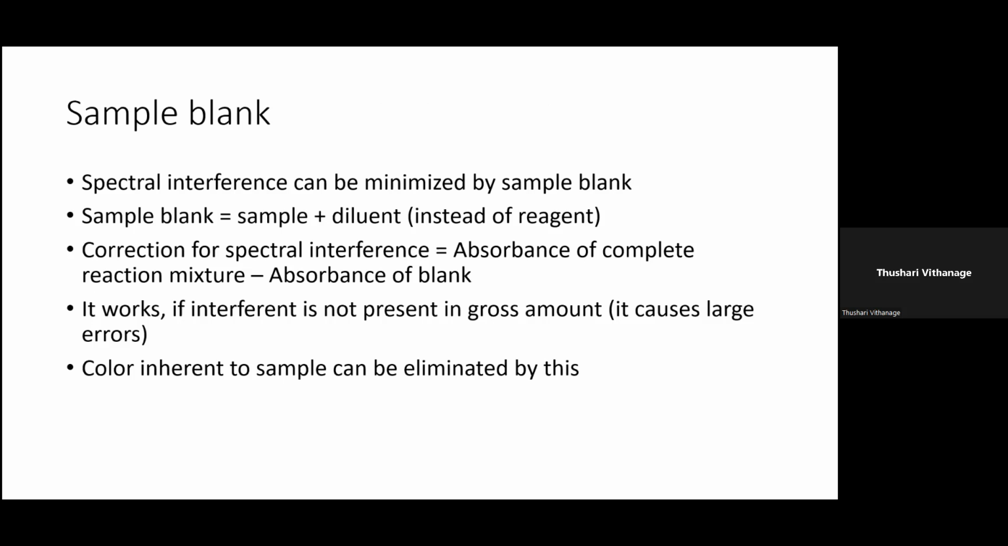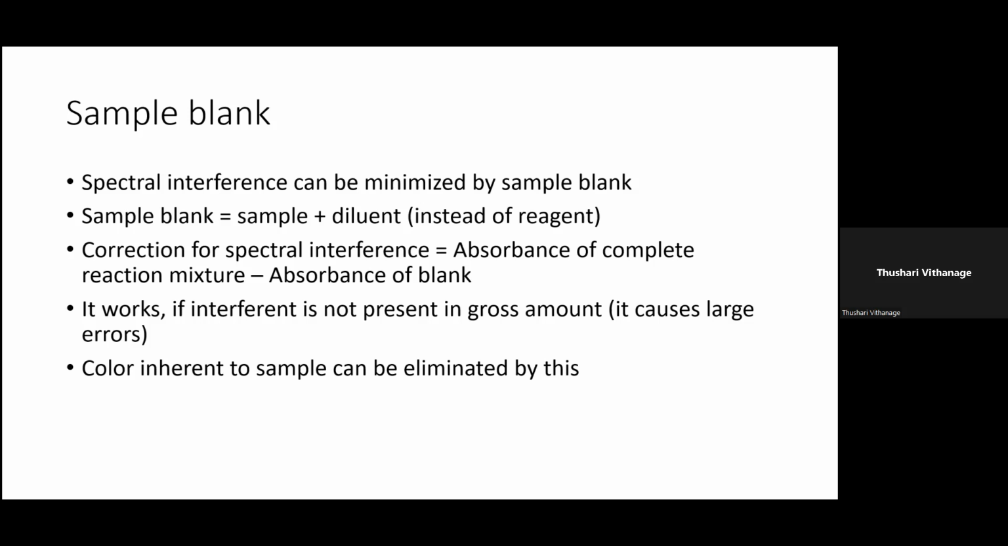Sample blank. We use sample blank to minimize the spectral interference. Sample blank is sample plus diluent instead of reagent. When we do the correction for spectral interference, we have to measure both the absorbance of the complete reaction mixture and the absorbance of the blank. Then we subtract the absorbance of the blank from the absorbance of the complete reaction mixture.